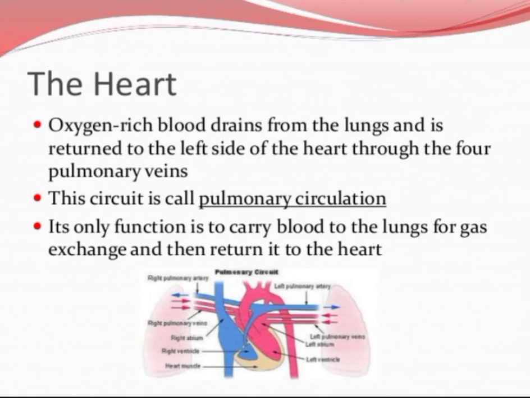Oxygen-rich blood drains from the lungs and returns to the left side of the heart through the four pulmonary veins. This circuit is called pulmonary circulation. Its only function is to carry the blood to the lungs for gas exchange and then return it to the heart.